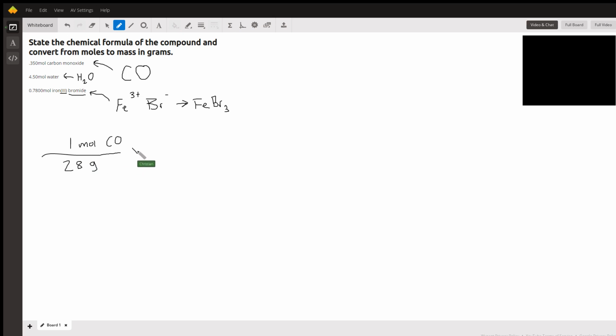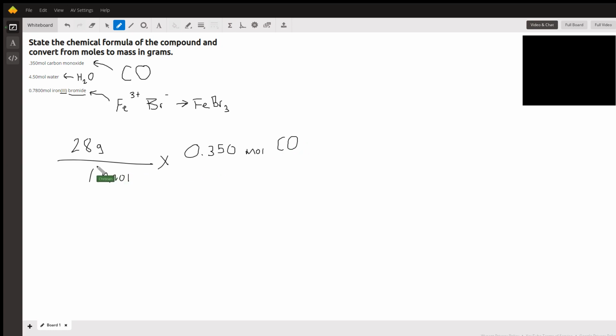Then what I have to do is multiply. Oh, nope, real quick, I've got this set up the wrong way. I need to switch this, because you want the units that you're converting to on top. So I'm going to put 28 grams here for every 1 mole. And then I multiply by the number of moles I have, so that's 0.350 moles of carbon monoxide, CO.